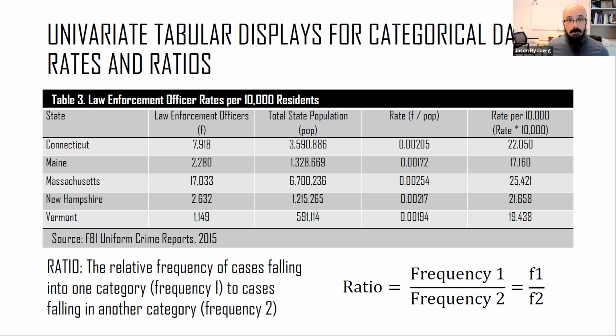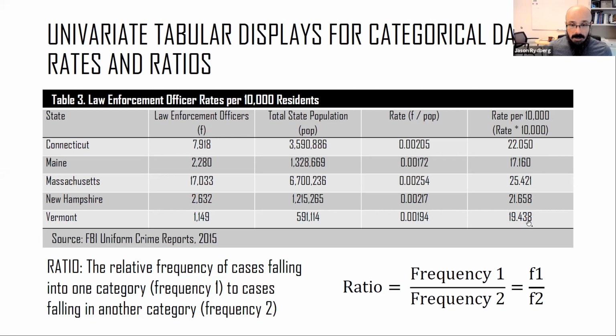So like a per capita rate is per 100,000. Here I just did it by 10,000. And so once we do this, we'd say, for every 10,000 population, here's how many police officers there are.